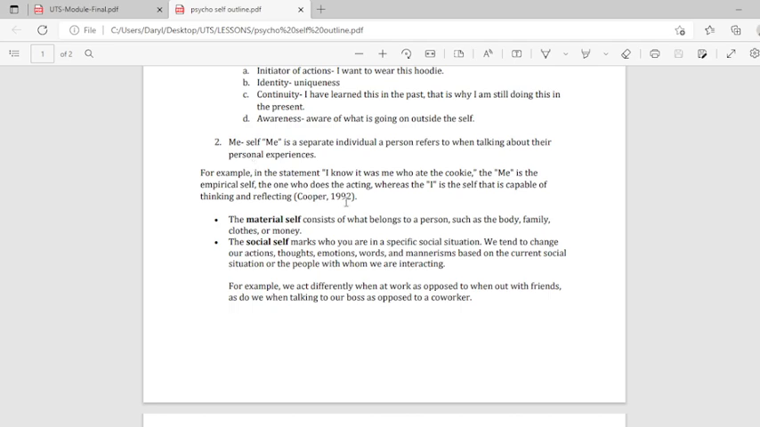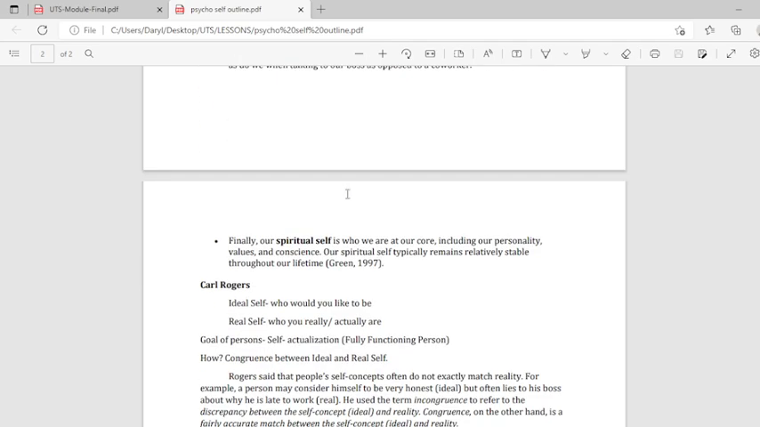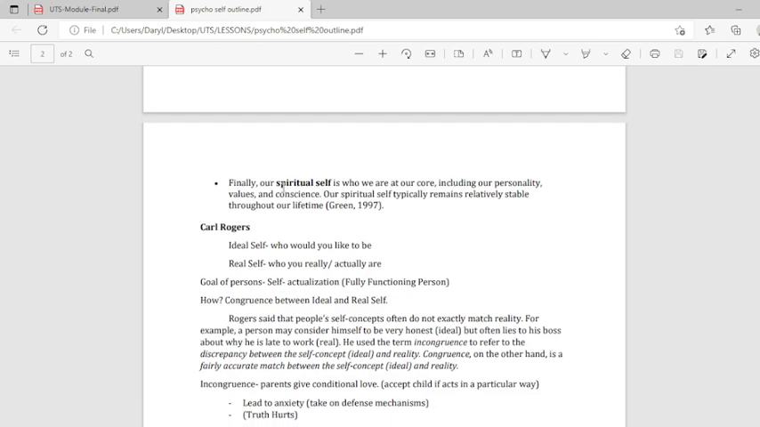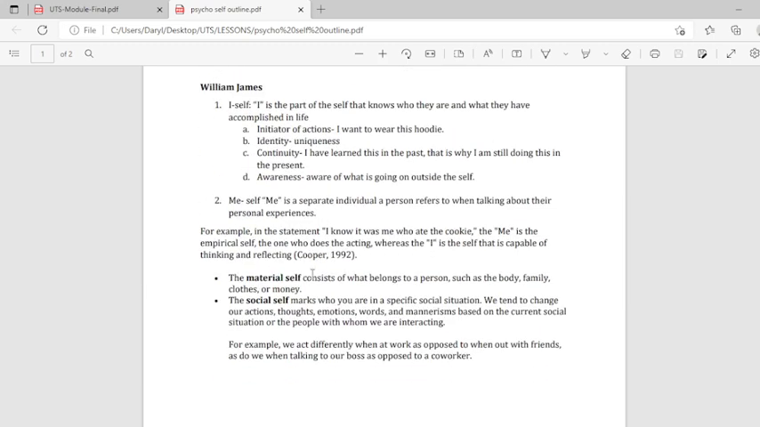The me self is divided by James into three: the material, the social, and the spiritual. Okay, what is this? The material, from the word material, is understandable, it concerns everything that has matter or that has body.